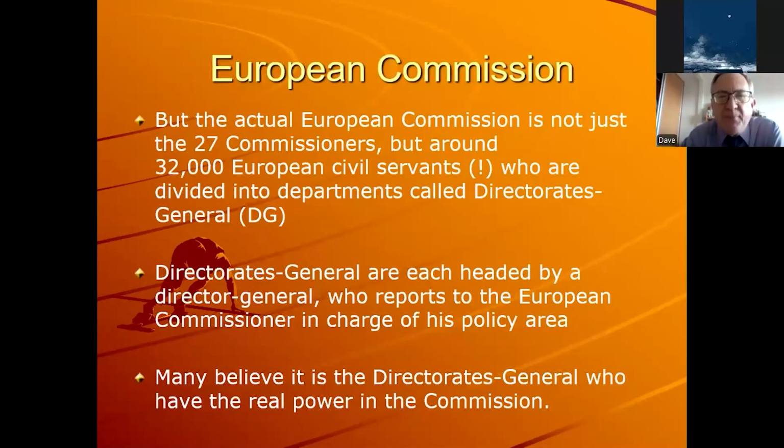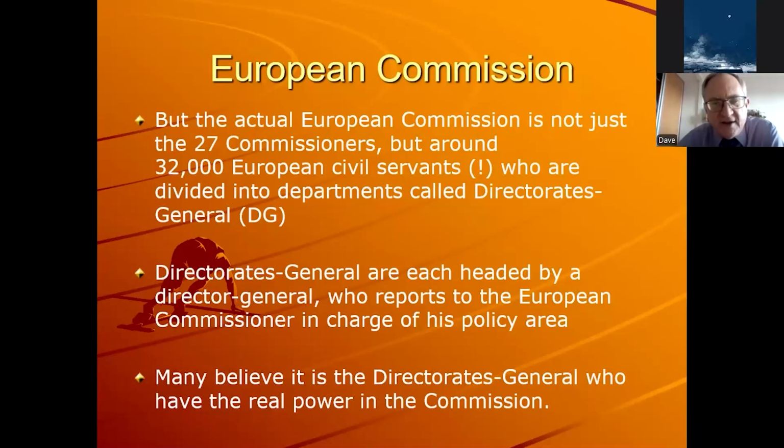Now, I put here that the actual European Commission is not only the 27 commissioners, but around 32,000 European civil servants. They are the ones who are in this Directorates General bureaucracy that I told you about. So, if you would like to work for the European Union, there's a good chance you could get a job for the European Commission. There are a lot of people working there and a lot of people going out of work and new people coming in. So if you want to go to Brussels and try it, you definitely could.